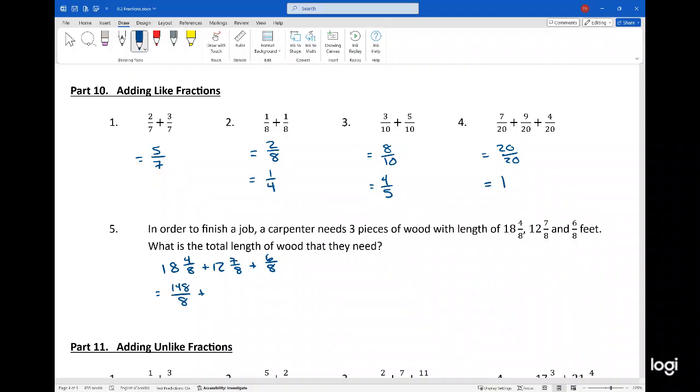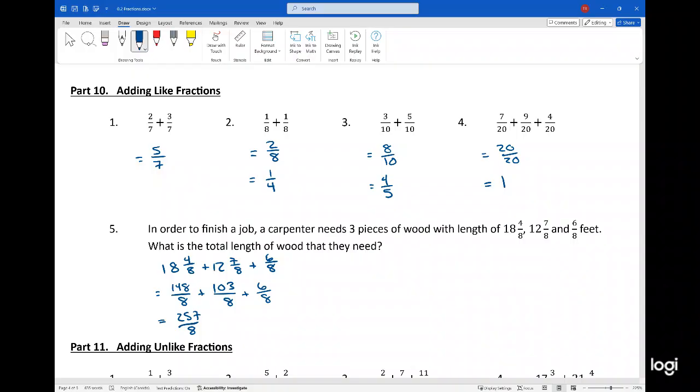Twelve times 8 plus 7 is 103/8. And 6/8 is fine the way it is. Okay, so 148 plus 103 plus 6 gives us 257 eighths. And I know that's in lowest terms because 8 is only divisible by 2 and 4, and 257 is odd, so that won't work.